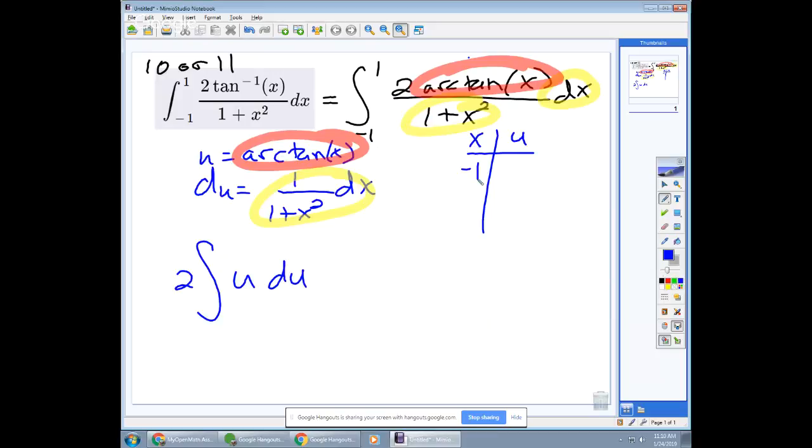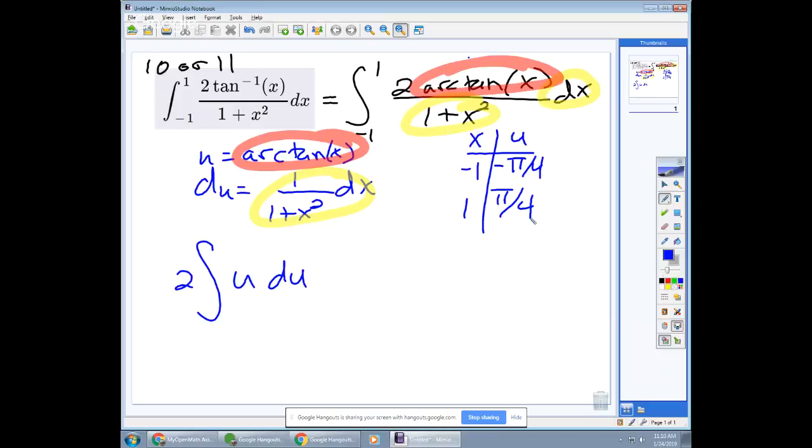You have to use radians. There's a clock with pi stuff on it up there. Not a 90-degree angle, that would be an infinite slope. So negative pi over 4 goes with -1. Pi over 4 goes with 1.